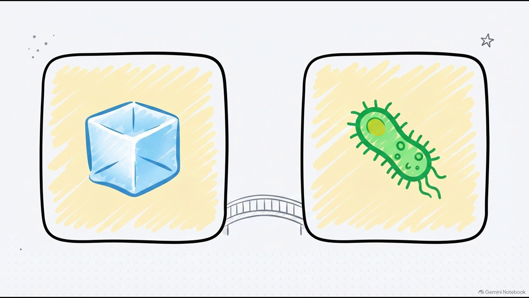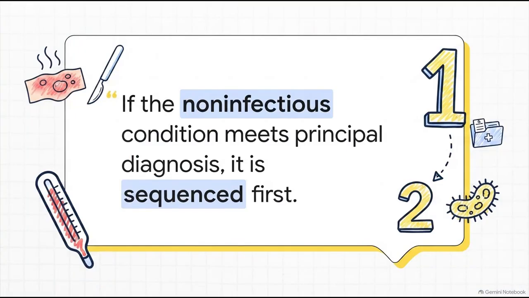Mixing up sterile SIRS with infectious sepsis is a massive pain point in the coding world, and I promise you, it's a fast track to coding denials. The coding guidelines give us very strict instructions on how to handle these overlapping scenarios. Let's read the sequencing rule directly from the official guidance.